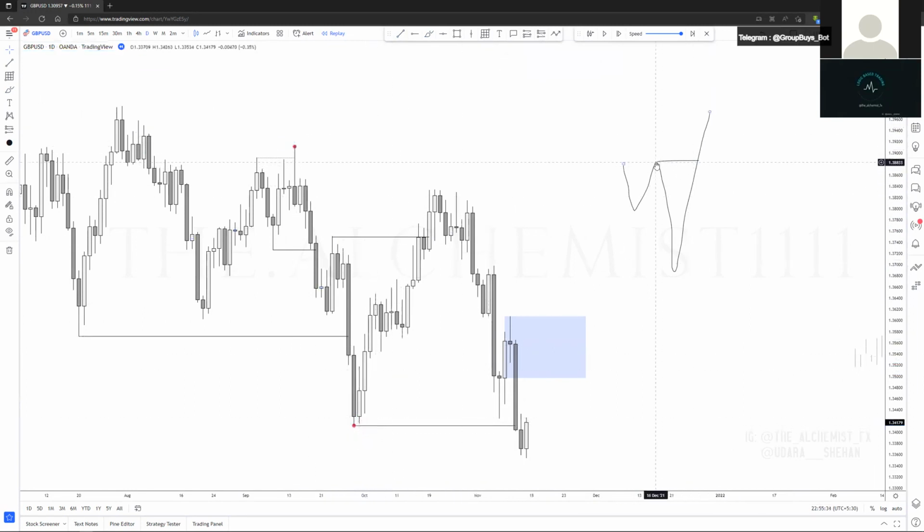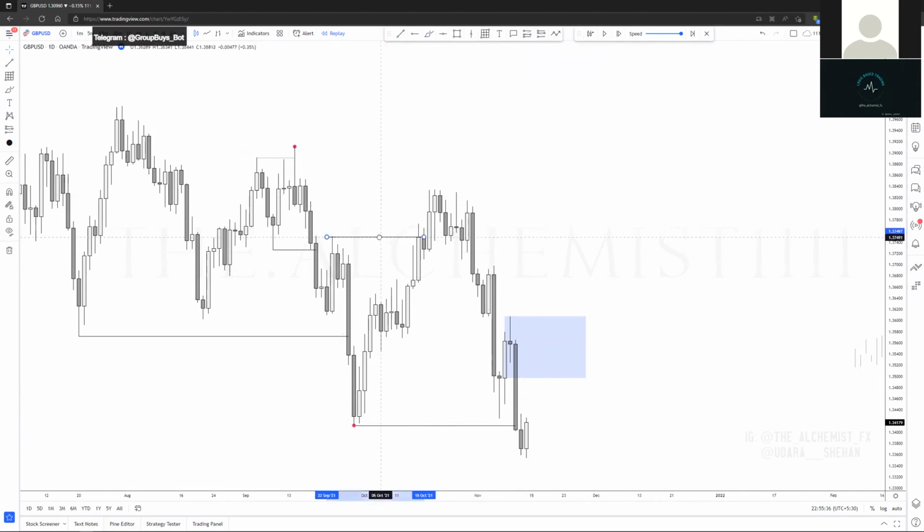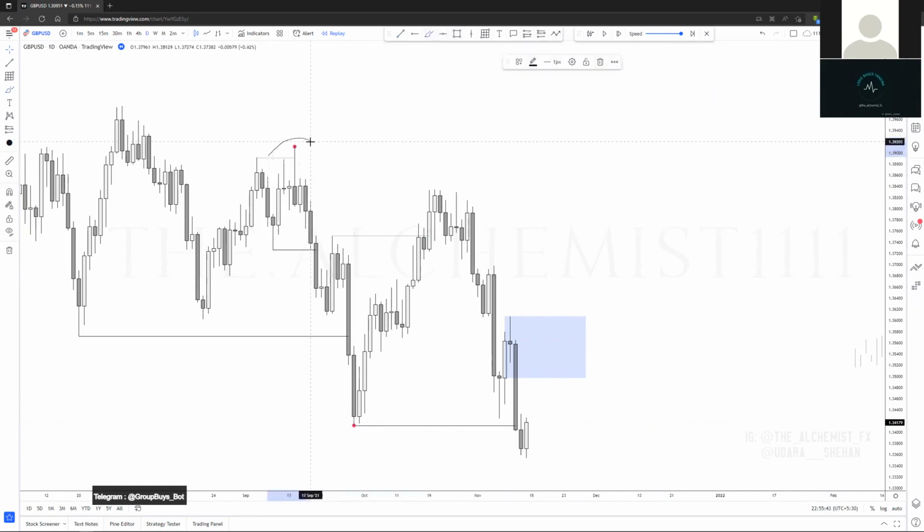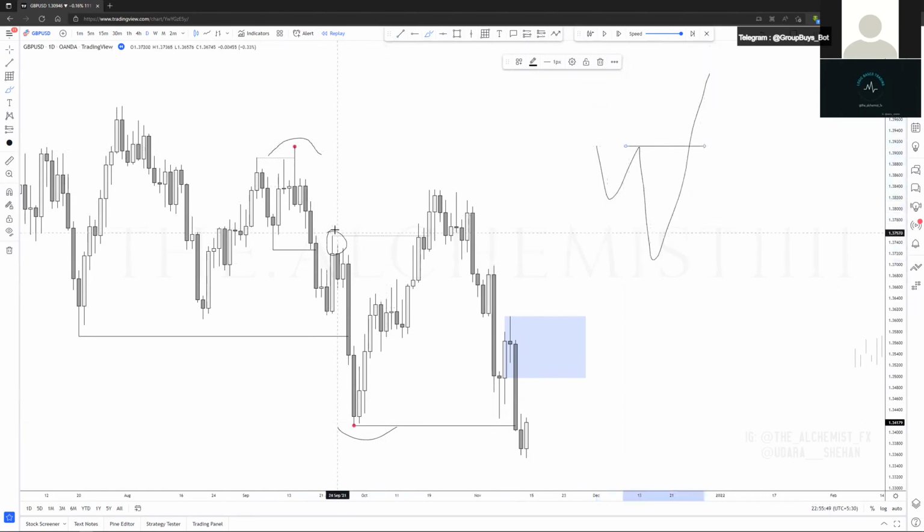Now, can you see this? This high right here is acting as the break of structure point to confirm the trading range, and also as the internal range liquidity of this trading range. Two purposes. It is the break of structure point, and it is also the internal range liquidity of this trading range. So what happened?